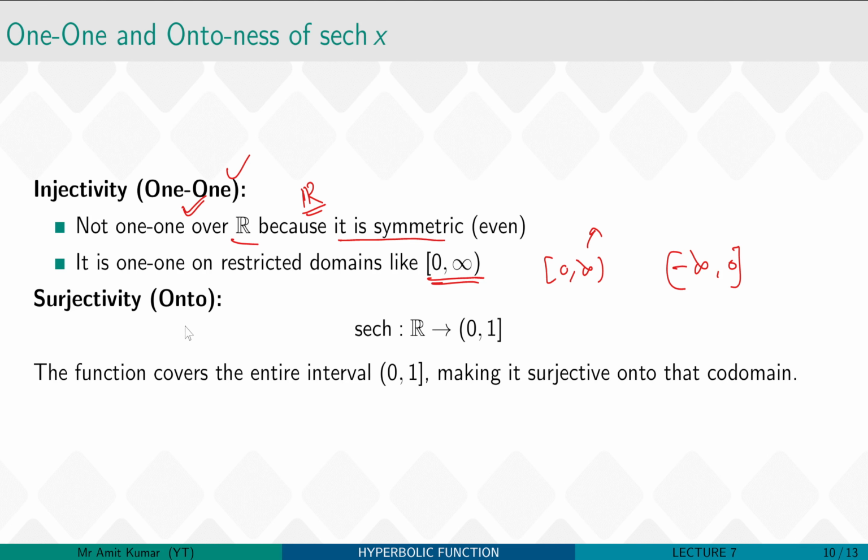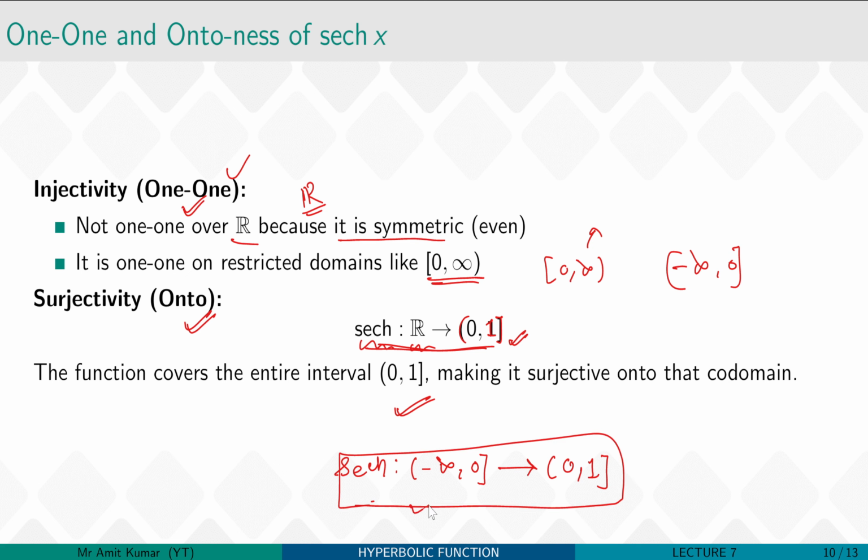Okay, now what about the onto property? If we define the sech function from R to the closed interval 0 to 1, then in that case, this is an onto function. This is a surjective function. If we define sech x from minus infinity to 0 closed to the closed interval 0 to 1, then in that case this is a bijective function.